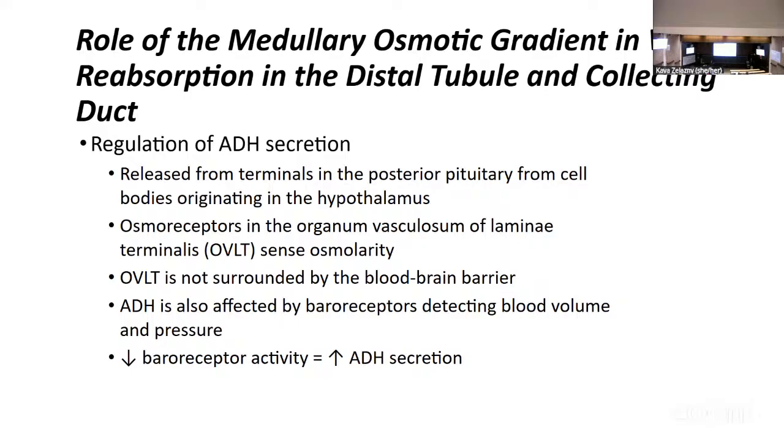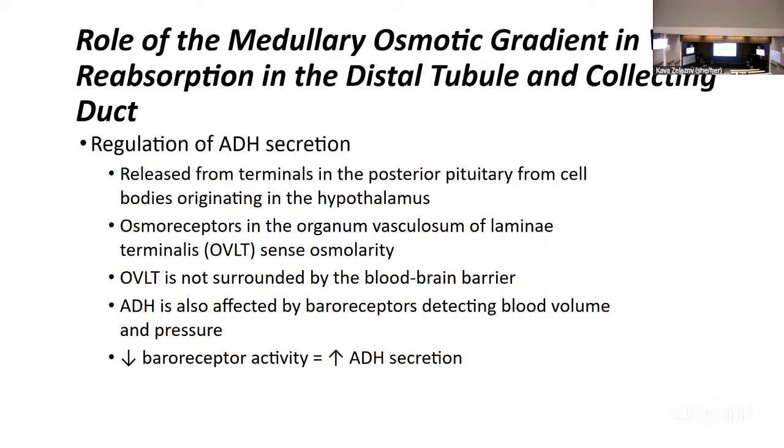Okay. So this OVLT is special and especially able to sense these properties of the plasma because unlike other parts of the brain, it's not surrounded by our blood-brain barrier. So it's able to come more closely in contact with the contents of our blood. So that's part of why it's able to trigger this reaction from the posterior pituitary.